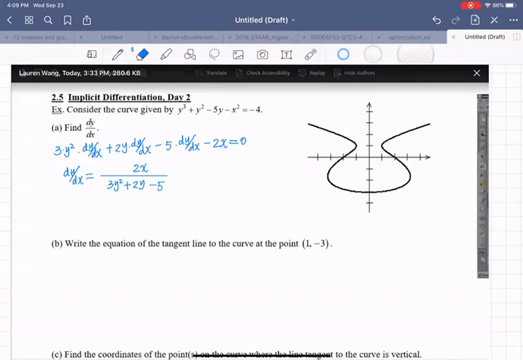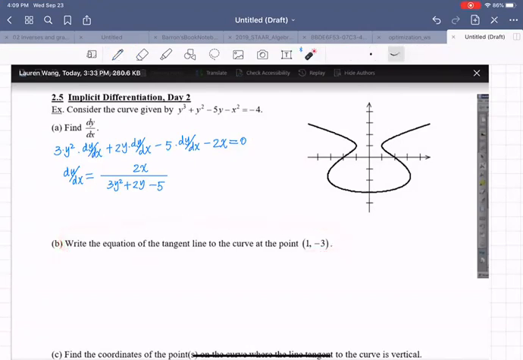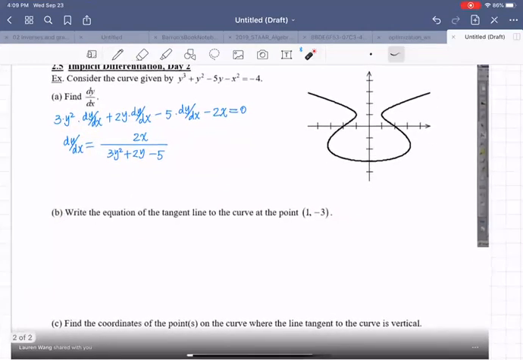Okay. Same answer, right? Good. Now let's look at this question. This is something very important. At (1, -3), they want you to find the tangent line.